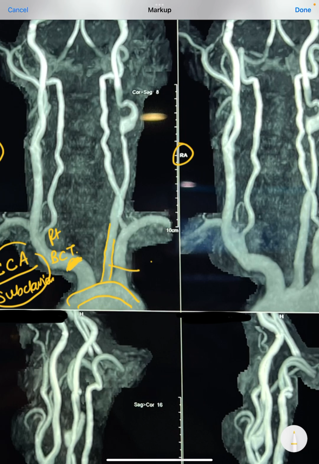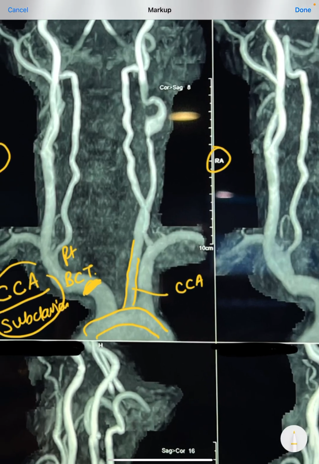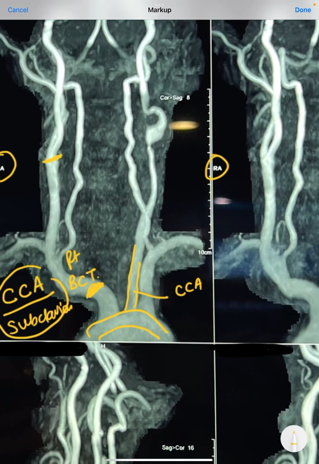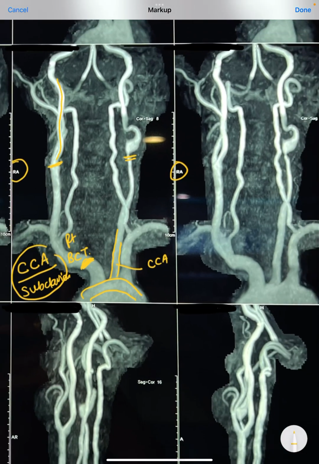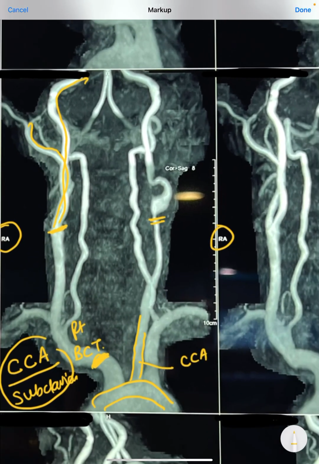So this common carotid artery goes up, and at this level it gives two branches. One is the internal carotid artery, which goes and forms the circle of Willis, and the second one is the external carotid artery. So this internal carotid artery directly gives branches like the anterior cerebral artery and middle cerebral artery, and these basically, with the posterior circulation, complete the circle of Willis. So we can see both sides of the internal carotid artery, which goes up and forms the circle of Willis.